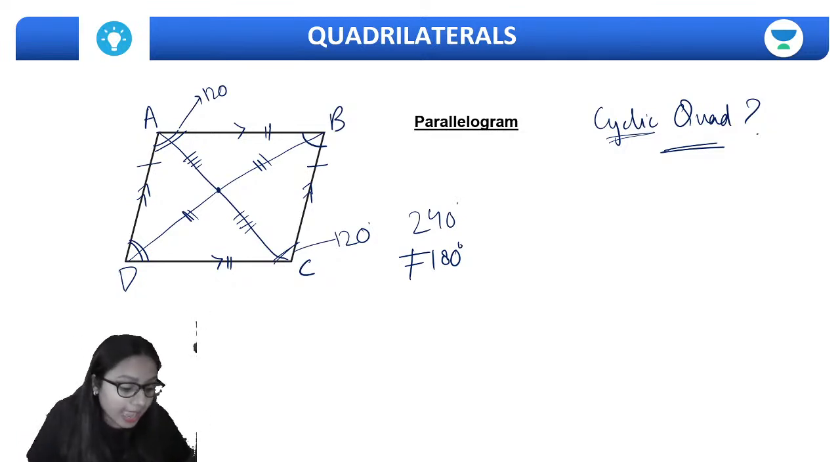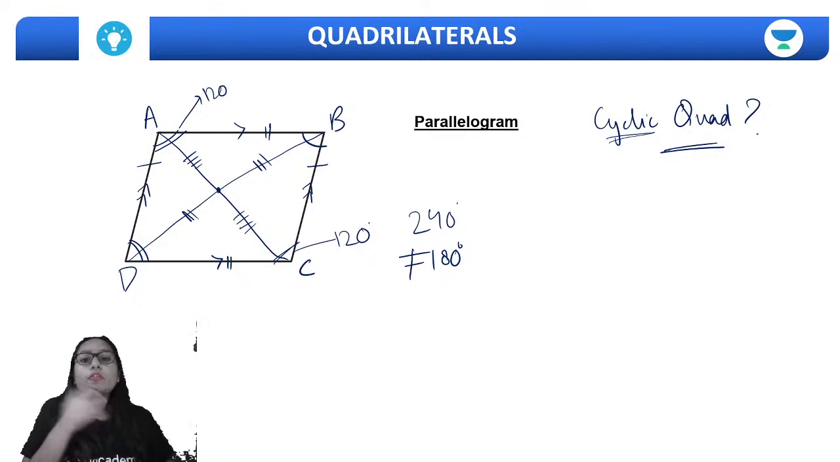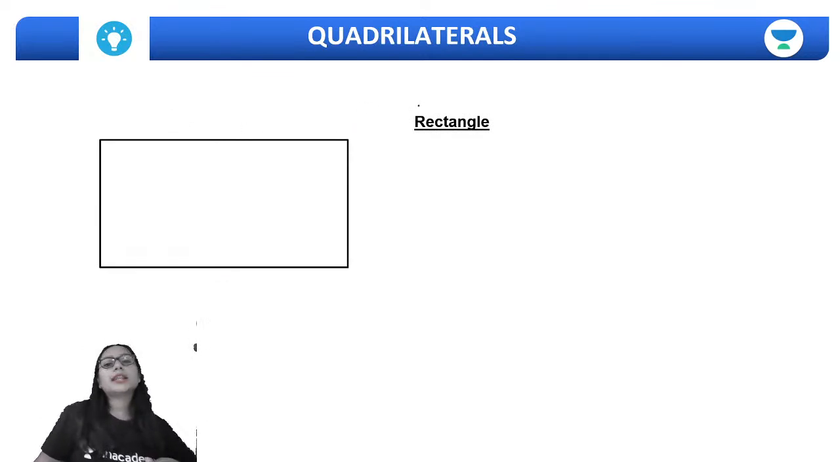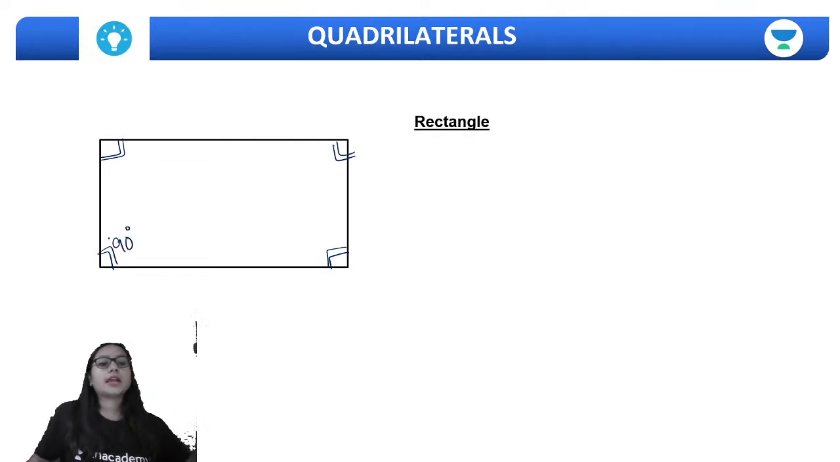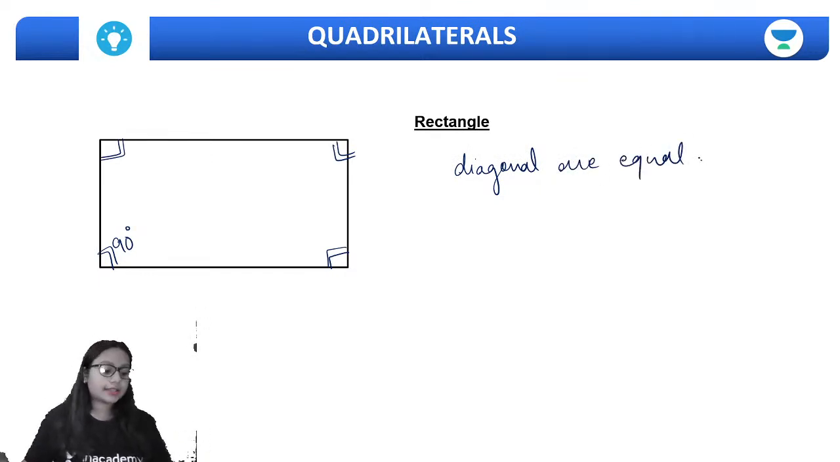Okay, yes, I cannot say never, because if it is a rectangle then it can be a cyclic quadrilateral, because then the sum of opposite angles would be equal to 180 degrees. Okay, let's continue. So a rectangle is also a parallelogram, but there is one added property that all the angles of a rectangle are 90 degrees. So all these angles are equal to 90 degrees. In a rectangle, the diagonals are equal and they bisect each other as in a parallelogram.